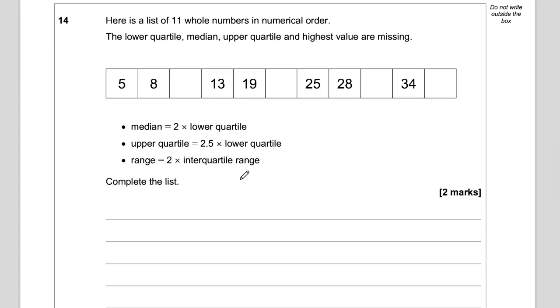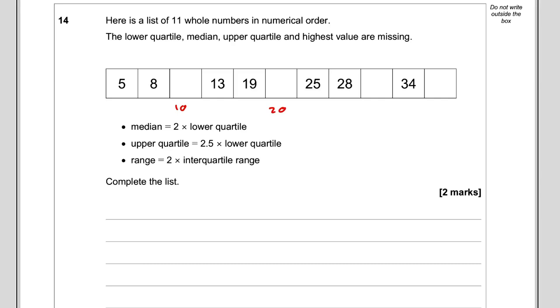Okay, so I'm going to do this with a tiny bit of trial and improvement, I think, in numerical order. So we've got 5 values that this could be, we've got 6 values that this could be, and so on. Let's just imagine it was equal to 9 for a second. So the median is 2 times the lower quartile, so 18 there. That wouldn't work because that's not fitting. So we could have 10 and we could have 20. The range is 2 times the interquartile range. So could that work?